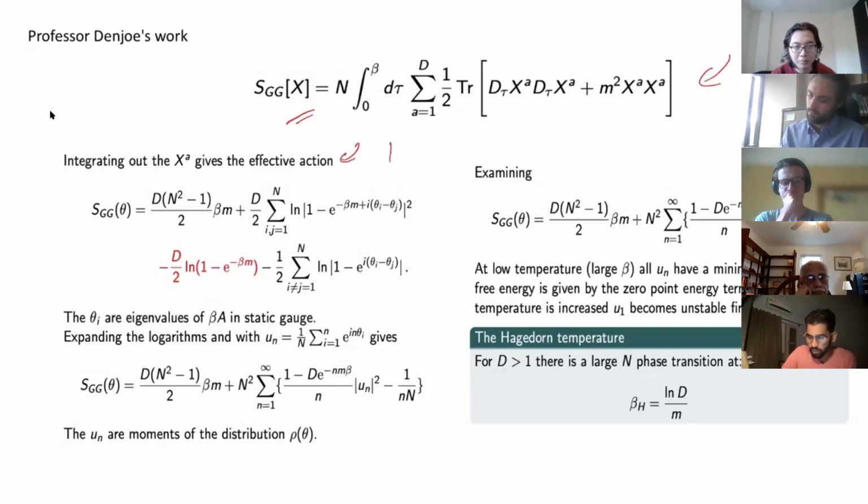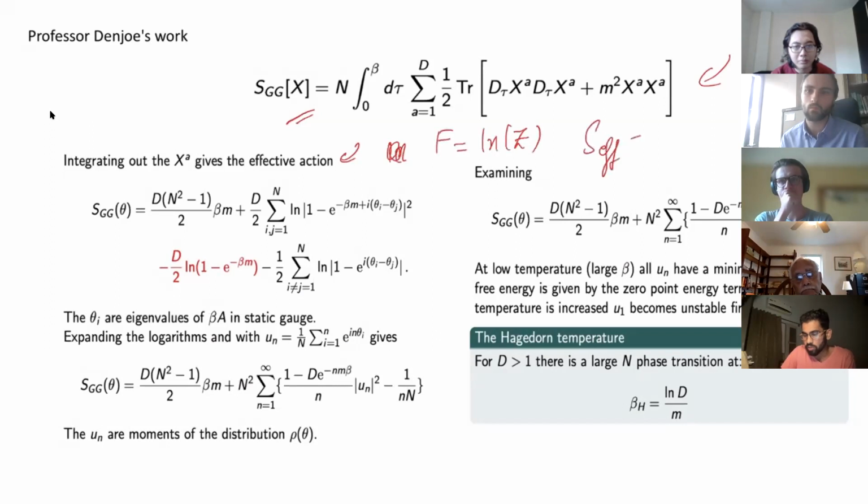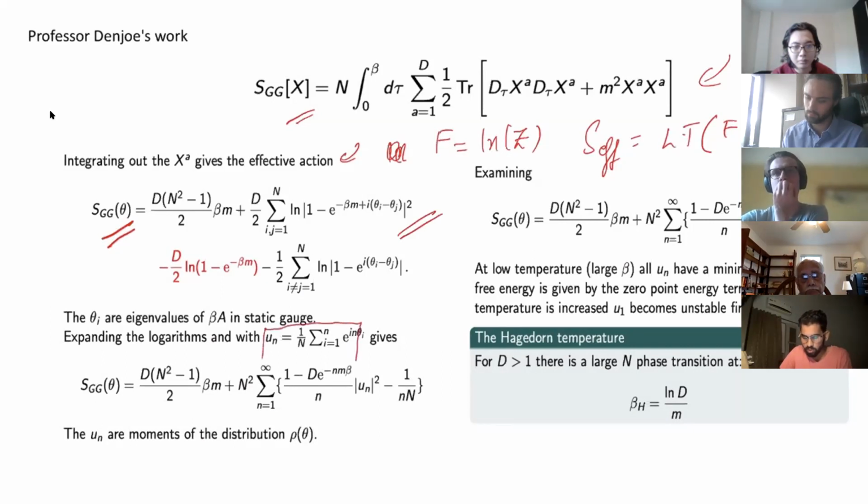The free energy is given as the log of the canonical partition function, and the effective action S effective is the Legendre transform of the free energy. So it is clear that once we have the eigenvalues, it is possible to compute the S effective for the particular system. Once we have that, we use these particular substitutions. These are basically functions where the theta_i correspond to the eigenvalues of the gauge matrix. Then you substitute that in here to obtain this particular expression finally.